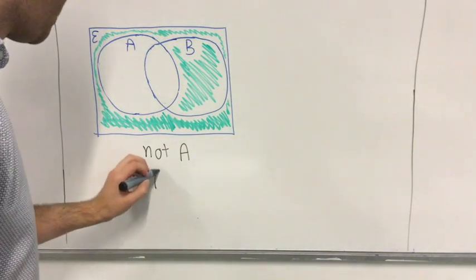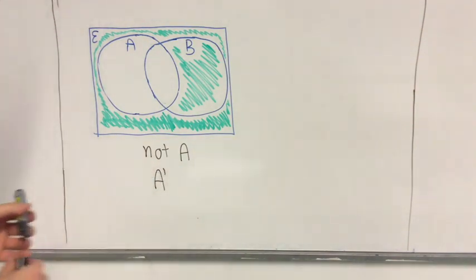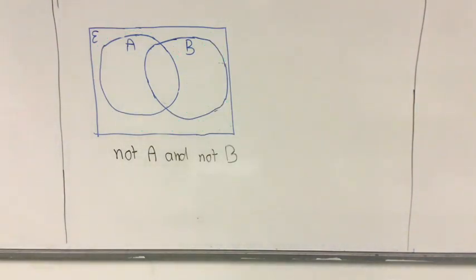Not A in the shortcut version is written like that. Put it in brackets if you want to. Here's the last one. The last one says not A and not B. That means colour in everyone that did not have an apple and did not have a banana. So it's both, it's two conditions there. Everyone that had not apple and not banana.